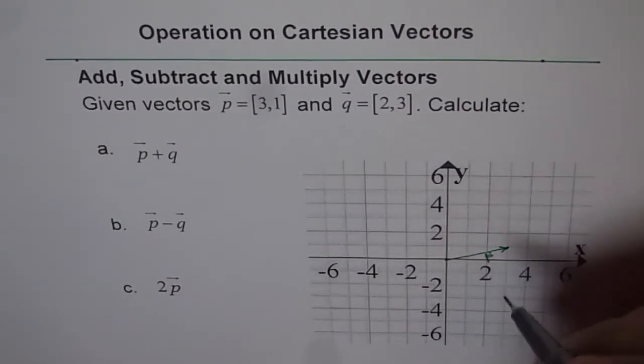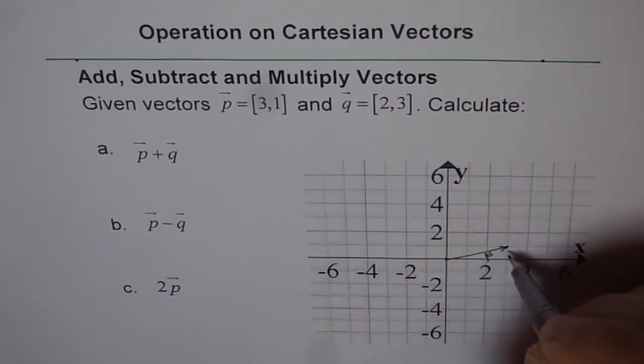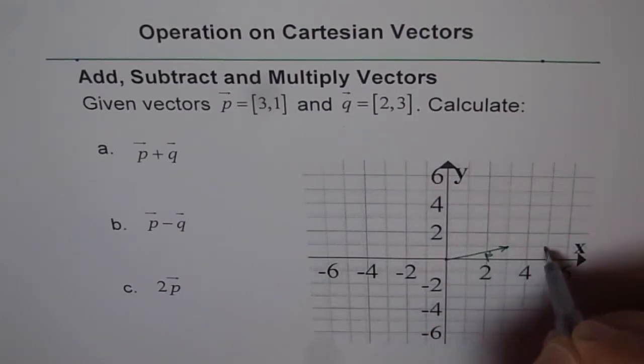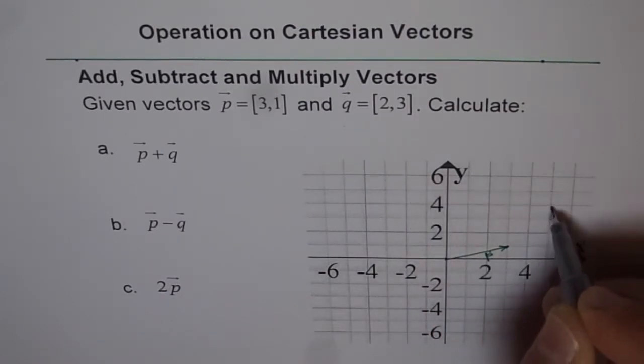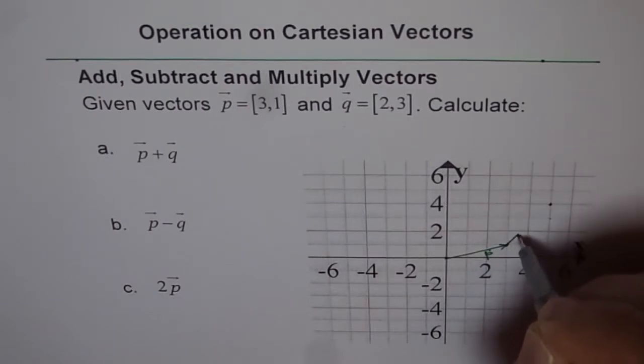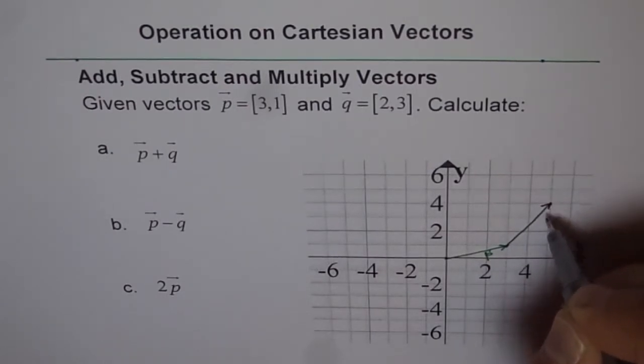Adding q will mean you can put the tail of q on the head of p, and then we can get the addition of p and q using the triangular law, right? In the triangular law we put tail on the head, right? So (2, 3): from here 1, 2 and 1, 2, 3. So that's q with tail at this location (3, 1). So we can extend like this, and that is q for us, correct?